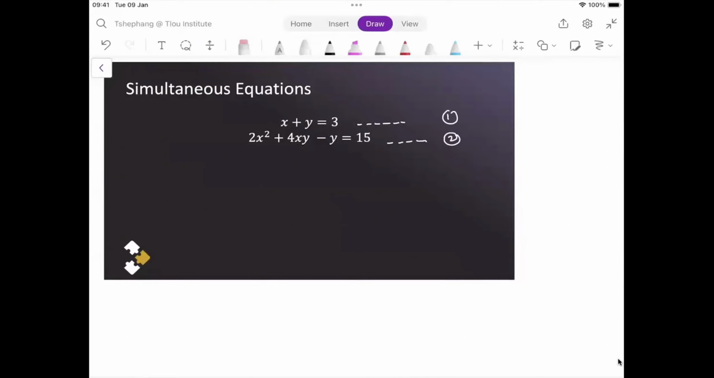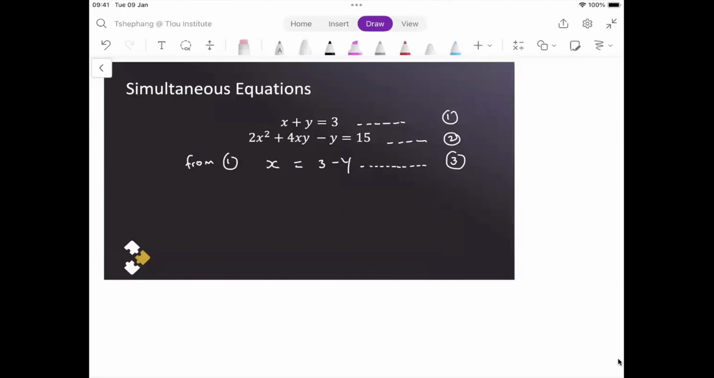It looks like 1 is the easiest equation because it doesn't have any square. Now I'm going to say from 1, x is equal to 3 minus y. Now that we have such a thing, I'm going to call this new thing that we just found equation number 3.